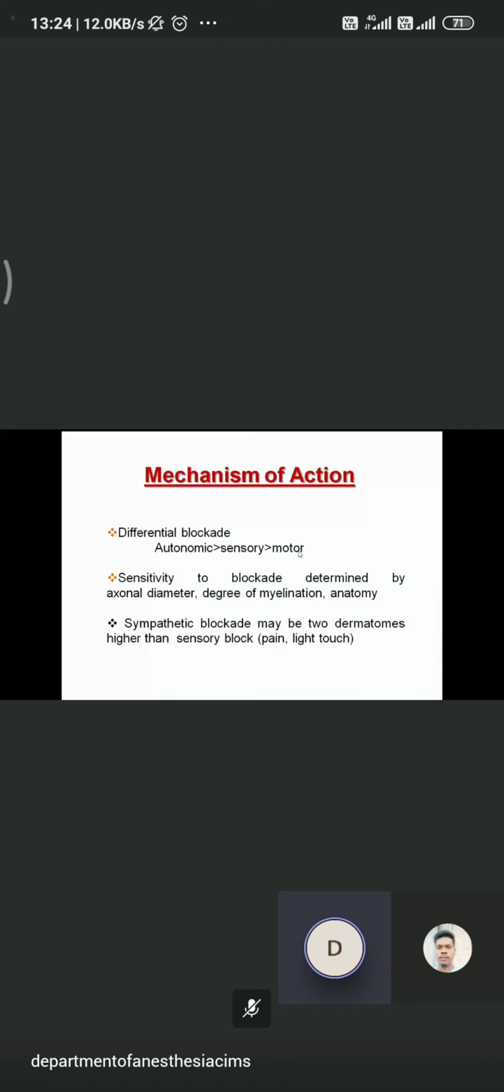We judge the sensory block by pain and light touch, and sympathetic block is judged by the temperature. Okay.